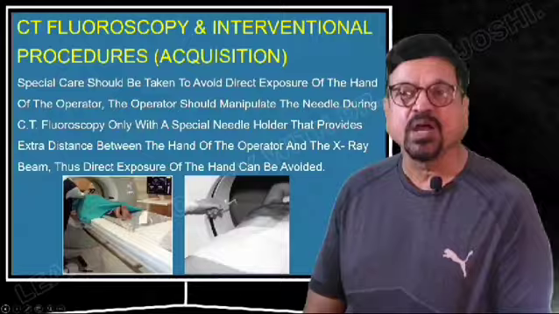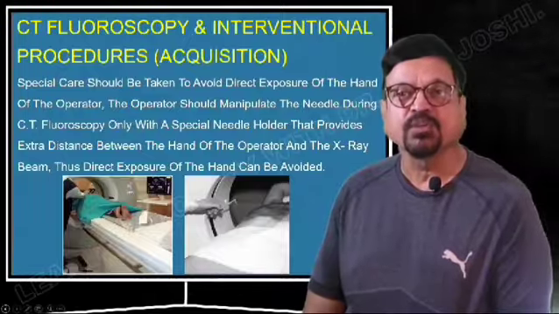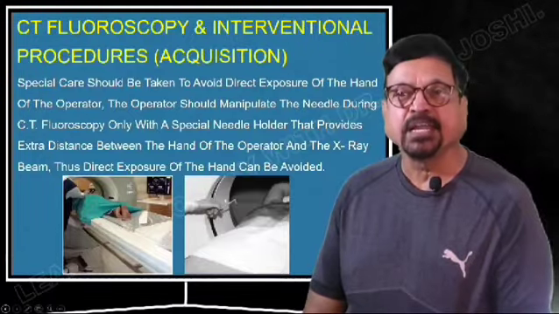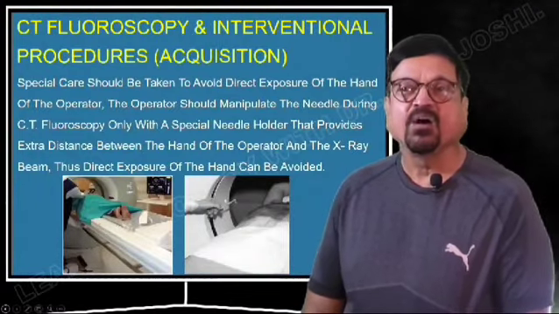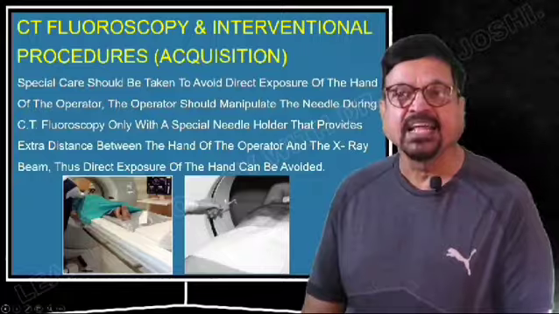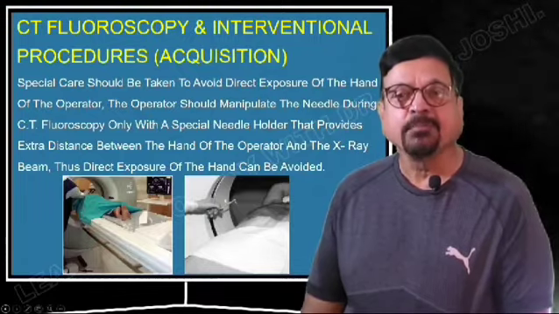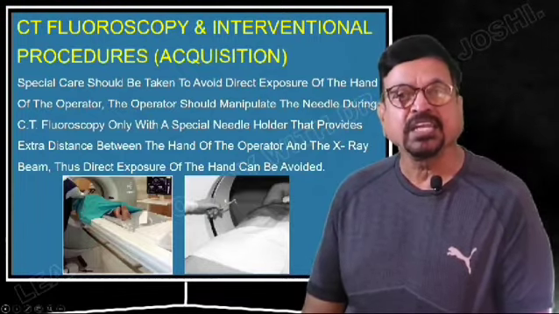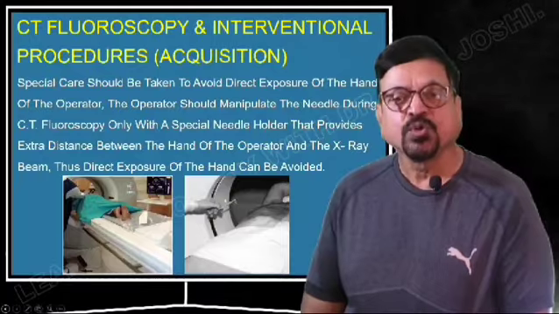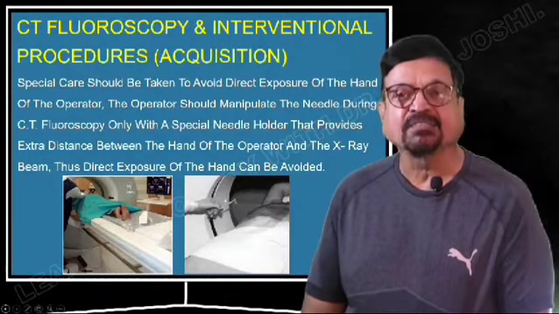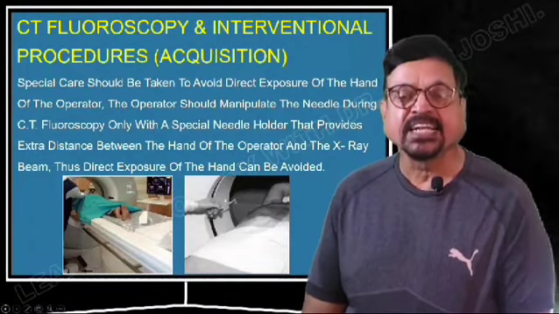Now, special care should be taken to avoid direct exposure of the hand of the operator. The operator should manipulate a needle during the fluoroscopy only when it is required, and a proper distance, because radiation follows the inverse square law, should be followed. The hand of the operator and the X-ray beam should not be in a direct axis as far as possible. Thus, direct radiation should be avoided as far as possible.